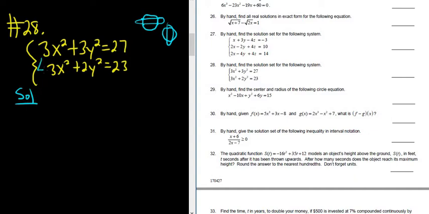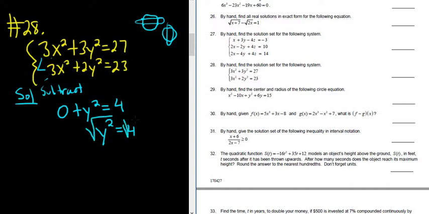If you subtract, right away you can just get rid of the x's. So let's do that. Let's subtract. So 3x squared minus 3x squared is 0. 3y squared minus 2y squared is y squared. And 27 minus 23 is 4. So we get y squared equals 4. And then you can get rid of the 2 by taking the square root of both sides. So you get y equals plus or minus 2. So for each y, we have to find the corresponding x. So this is not the answer.